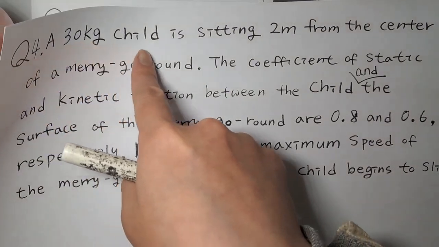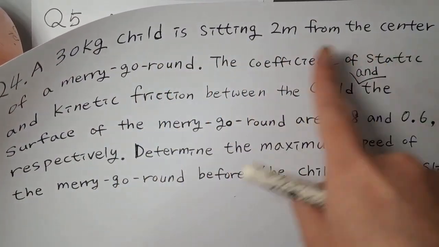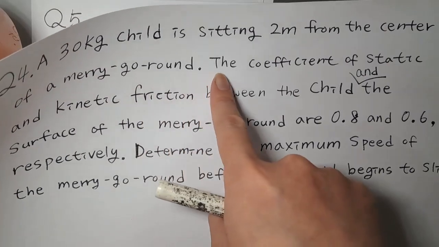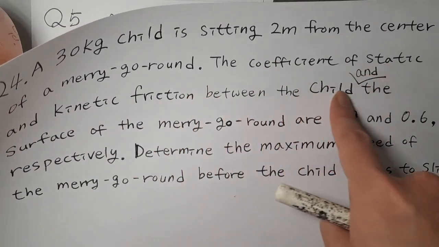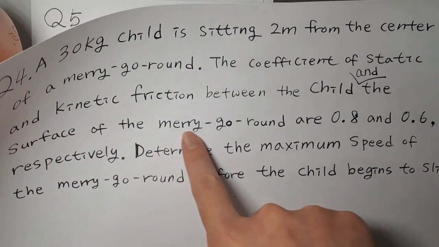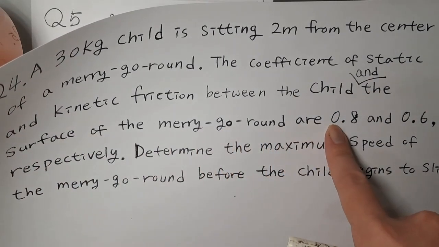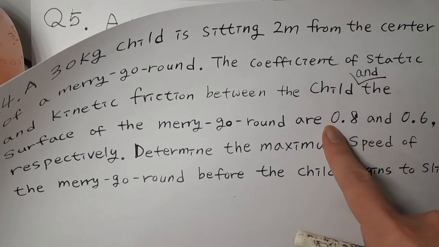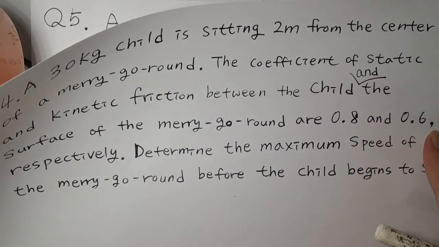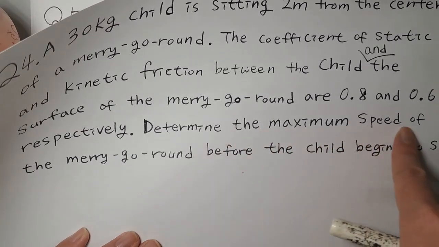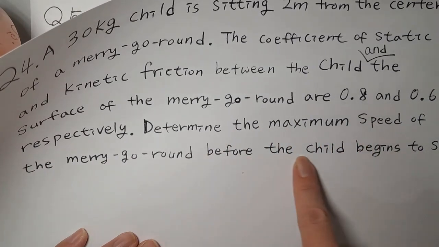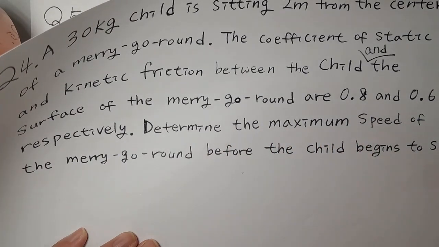A child is sitting 2 meters from the center of a merry-go-round. The coefficients of friction, static and kinetic, between the child and the surface of the merry-go-round are 0.5, 0.8 and 0.6 respectively. Determine the maximum speed of the merry-go-round before the child begins to slip.